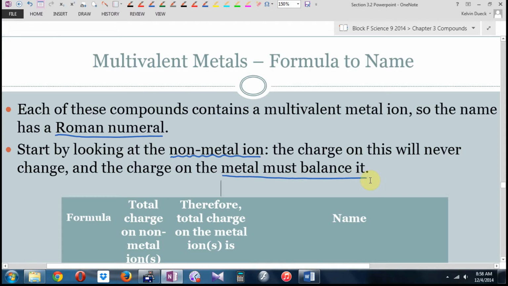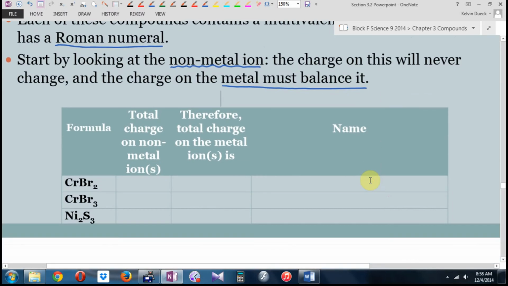This is approaching almost as tough as it gets. In fact, this one, most of my Science 10s still got wrong this year. Okay? Ready? CrBr2, CrBr3. Chromium and a bromine. The problem is, first of all, chromium, multivalent or not? Yeah? Ding, ding, ding. You got to catch that part.